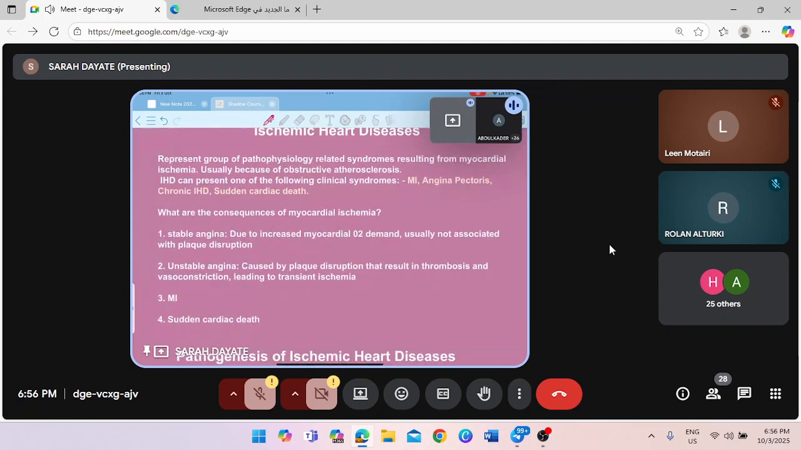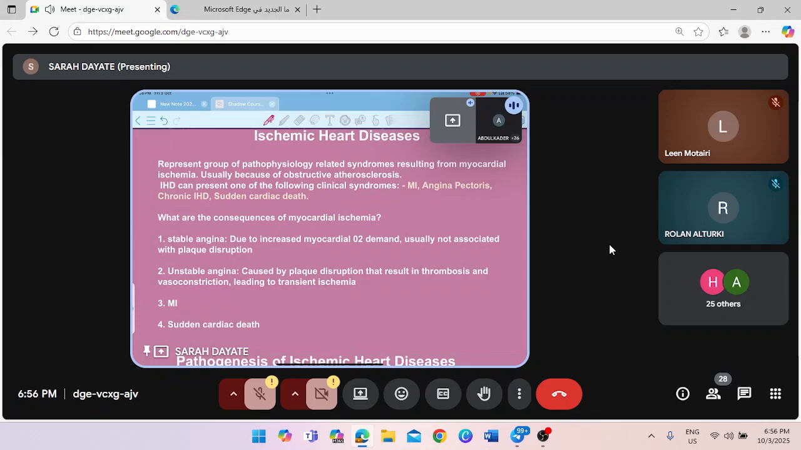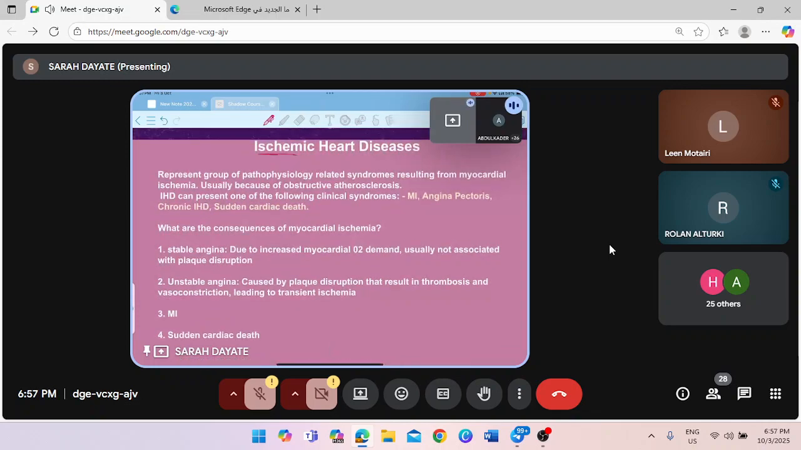Okay. So let's start with the ischemic heart diseases. What do we mean by the ischemic heart diseases? They are basically syndromes relating to myocardial ischemia. Ischemic heart disease means mainly we have less supply of oxygen to the heart due to any reason, due to any disease. We put it under the type of ischemic heart diseases. So we have some syndromes, which are myocardial infarction, angina pectoris, chronic ischemic heart disease, and sudden cardiac death.